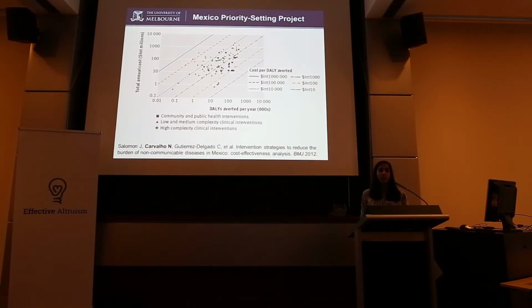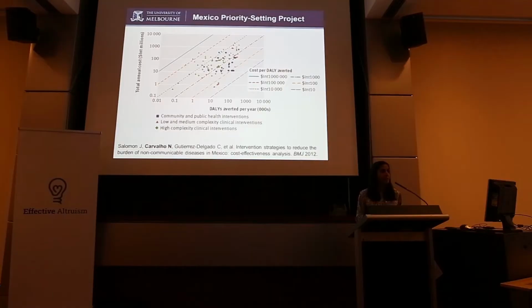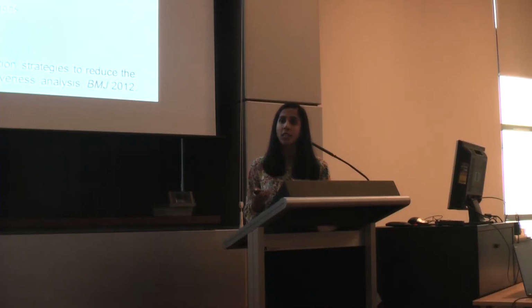So the Mexico priority-setting project is the first one. And essentially, this was a really interesting, great project which involved assessing the cost effectiveness of a whole range of different interventions across different disease areas. These involved not just medical interventions, but also community and public health interventions, and allowed us to compare them all together. So each point here actually represents one strategy, one drug or one intervention that was assessed.